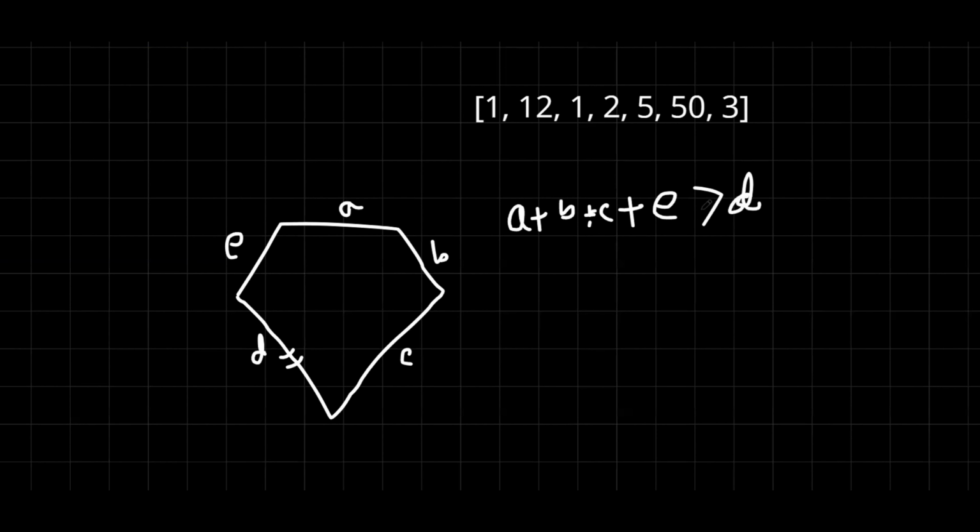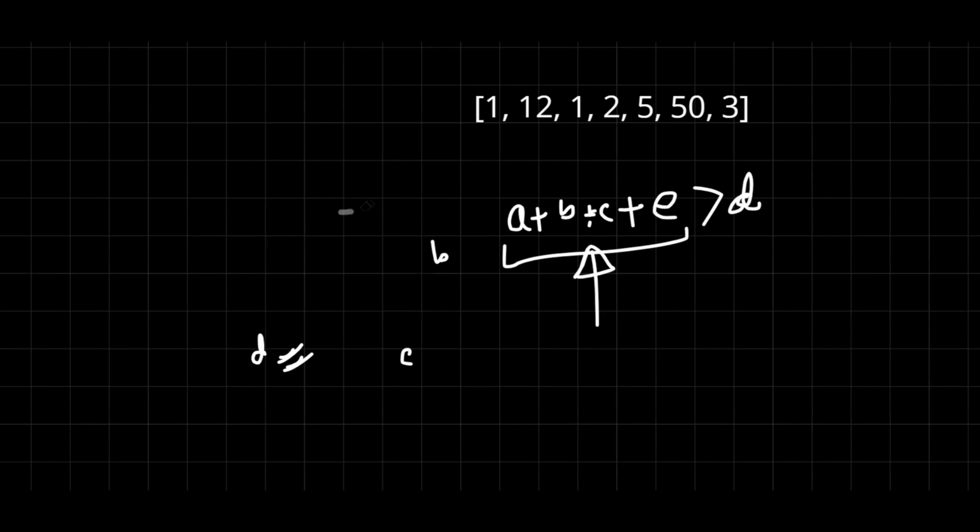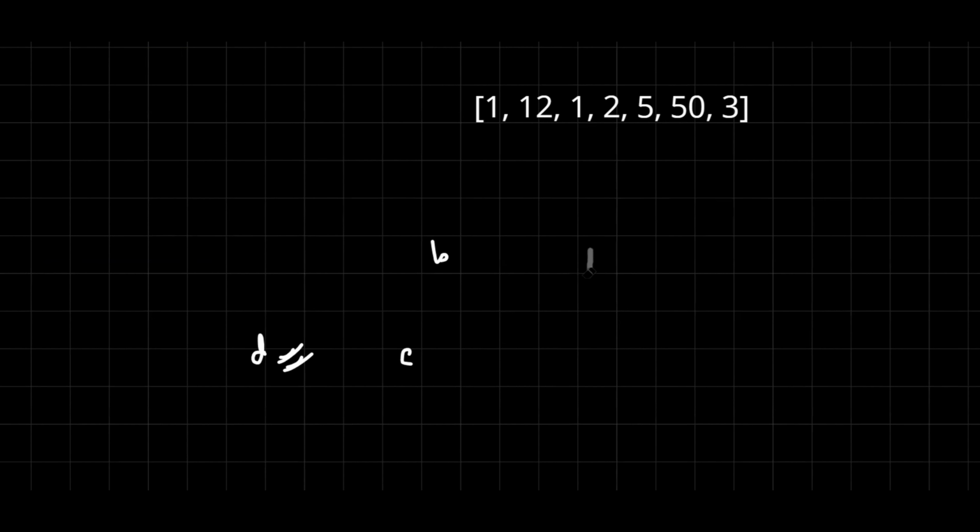Because according to the definition of the polygon, the summation of all other sides should be greater than the largest side of a polygon. So here, as D is the largest side, the summation of all other sides, A plus B plus C plus E, is definitely greater than D. This is the basic philosophy and the condition for a polygon. Now let's see how we can solve this problem by using this intuition.